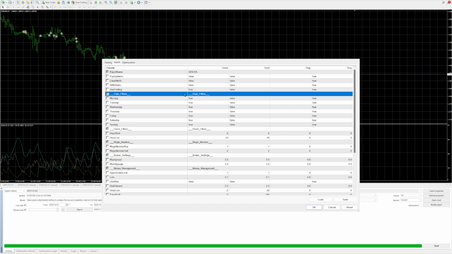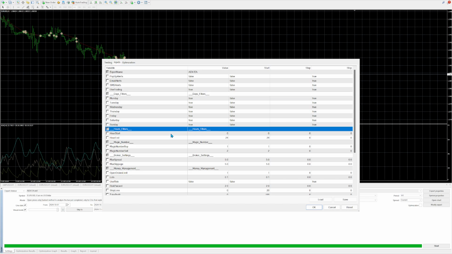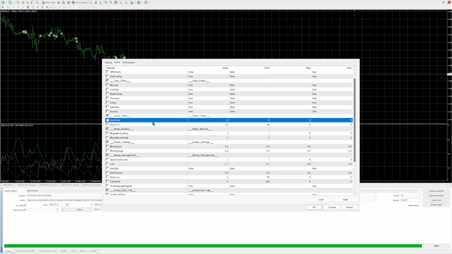Days filter is self-explanatory. That's basically the trading days that it will run. Okay, hours filter the same. You can just choose the hour to start and the hour to end, or just have it run 24 hours as we have set here.